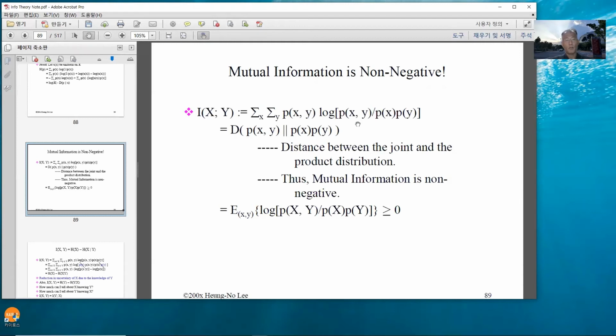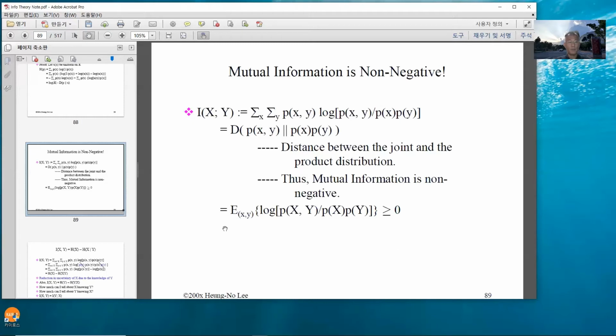So this is a relative entropy between joint distribution and product distribution. So it is a distance between joint and the product distribution. So we may say this way, relative entropy between joint and product distribution. So the mutual information I(X;Y) is non-negative.